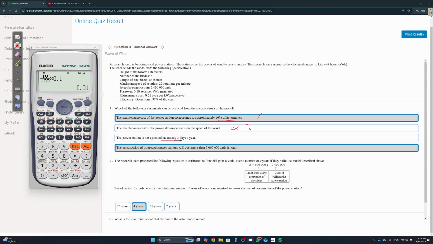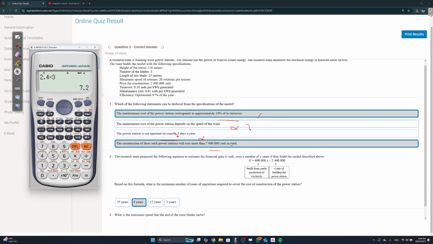The power station is not operated on exactly 3 days a year. They didn't say this anywhere. The construction of 3 such power stations would cost more than 7 million in total. Let's see, of 3, so 2.4 times 3. You can do 2,400,000 times 3. It's easier. 7.2 million. It will be more than 7 million, yes.